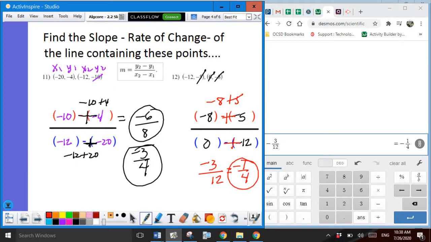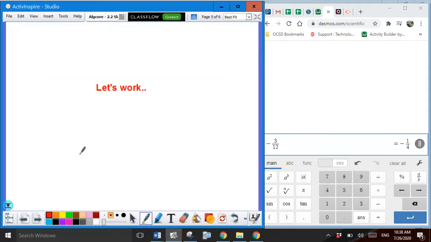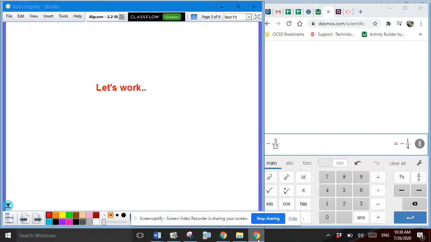So if that's what you came up with, you are golden, and it looks like you're ready to rock and roll. So go ahead and start your homework. If you're struggling, make sure you reach out to us. We do have a quiz coming up pretty soon. It's important that you know how to get slope from all these methods: from the graph, from the table, and from 2 points.